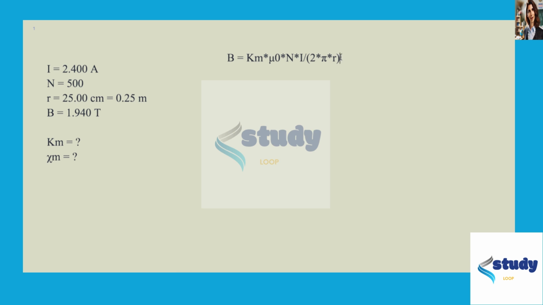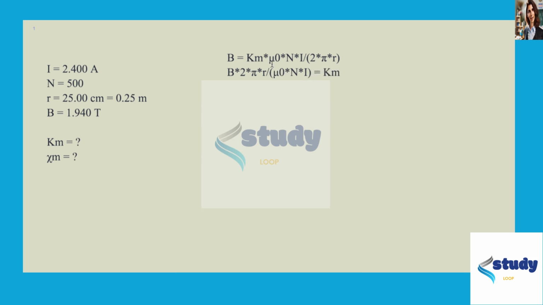So we can just rearrange this equation so that it's solved for Km. Let's start by bringing the 2 pi r over to the left side, so we get this in the numerator. And then we want to divide by these 3 terms for the denominator, and that's going to give us Km.